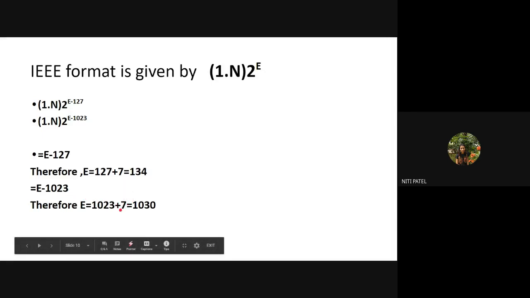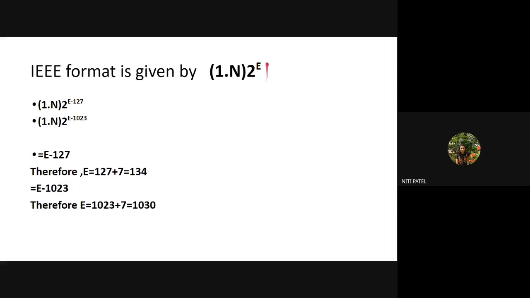For this example, my exponent was 7. So what did I do? 127 plus 7 equals 134. And for double precision, what did I do? I took e to this side. So I got 1023 plus the exponent value 7, which gives 1030. So how do I represent it? 1.n into 2 raised to e. And for e, if it is single precision, you write e minus 127, and if it is double precision, you write e minus 1023. You calculate that e from step number 2 and represent the biased exponent either by adding or by subtracting.